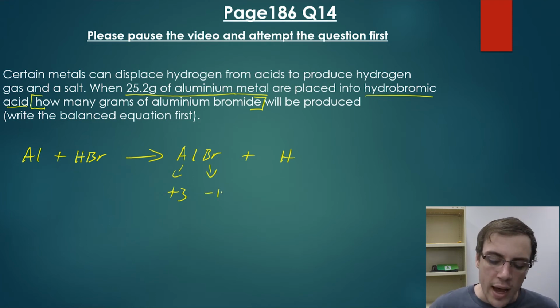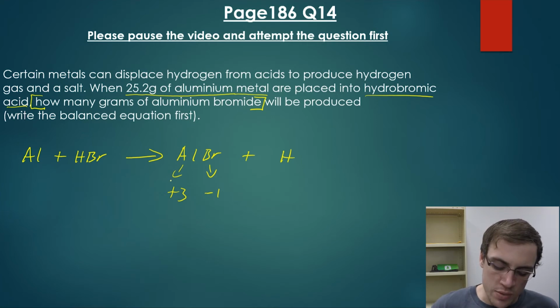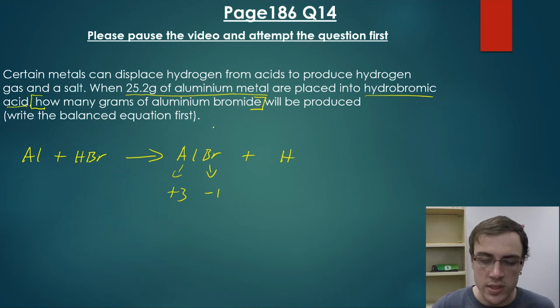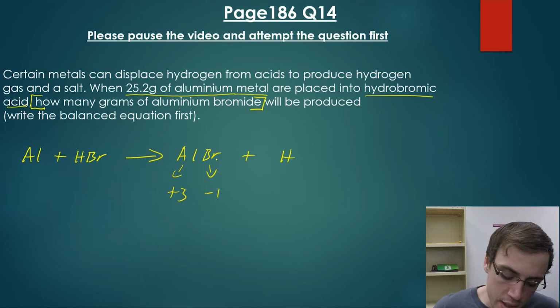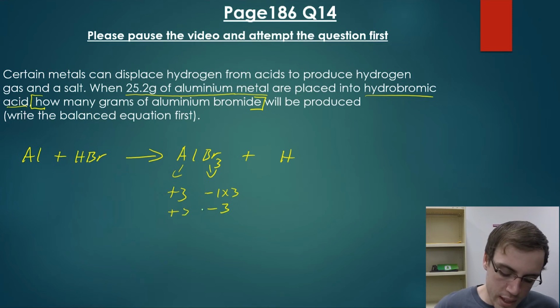Now, in what combination can these combine together to give an overall neutral charge? So we have aluminium, which is +3. The overall charge is going to be neutral. So how many bromides does it need to attach in order to become neutral? And the answer is 3. Because we have -1 times 3, which gives us -3. So +3 minus 3 equals 0.